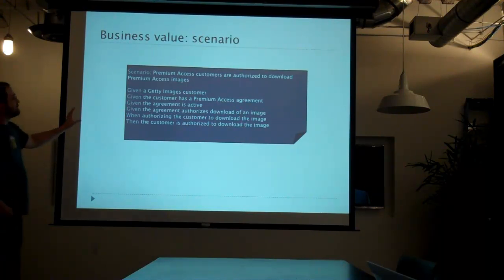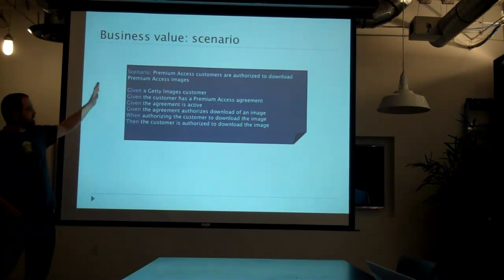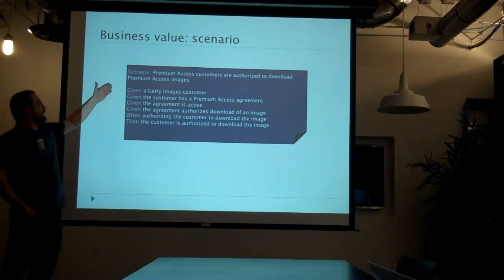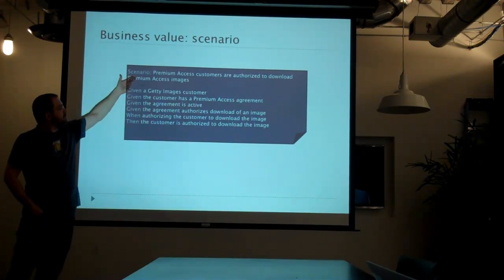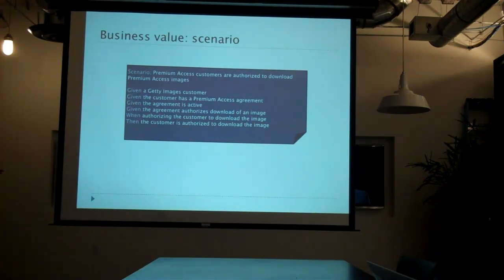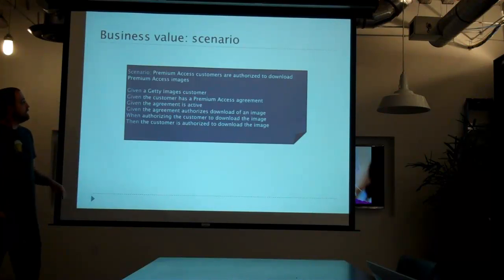So just in case people have never seen a scenario before, some of you probably have, but maybe you haven't. This is the Gherkin format. It's pretty popular in Cucumber and the Ruby community. It starts with the scenario keyword, and then just a statement, and that captures kind of the business value for the story. Getty Images premium access customers should be authorized to download premium access images. You don't need to worry about what premium access is, it's just one of our product types.